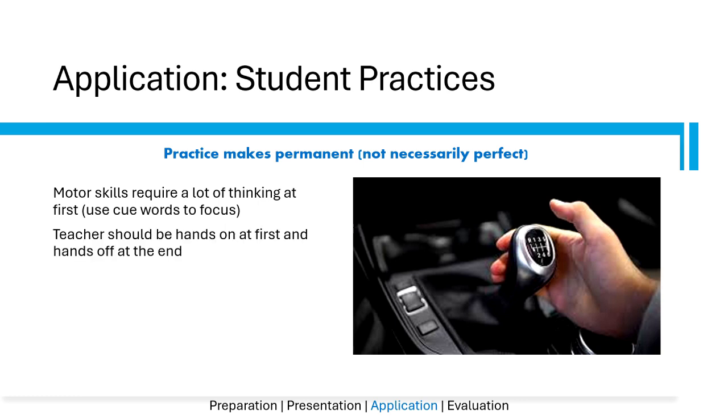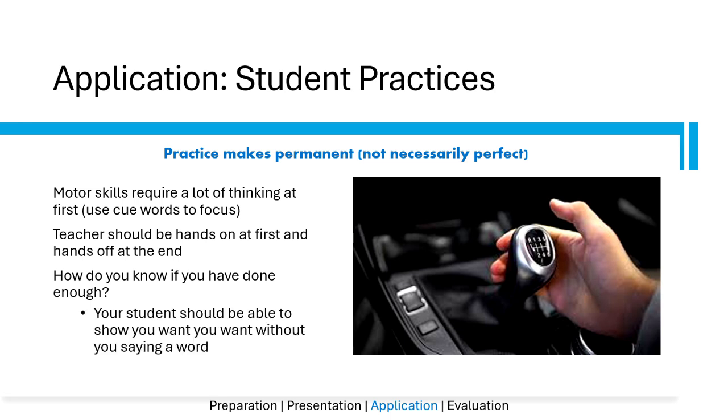In the beginning, when our students are practicing, we need to be hands-on so that whenever they're making a mistake, we can quickly step in and correct it. Finally, as they keep practicing and it becomes automatic, then we can be hands-off. So how do we know if we've done enough practice? Simply, our student should be able to show us or tell us whatever we want, and we should not have to offer any more prompts.